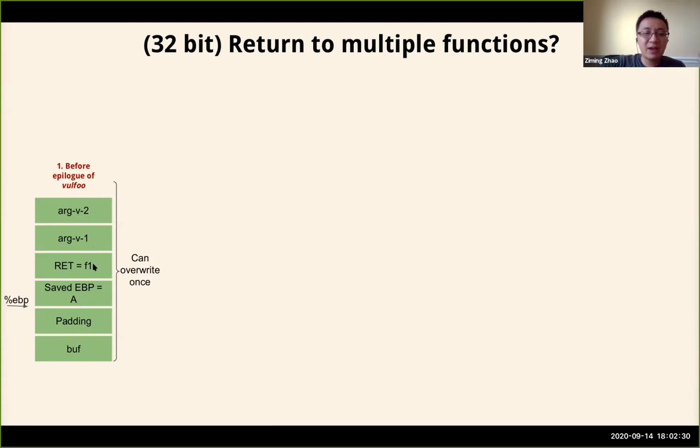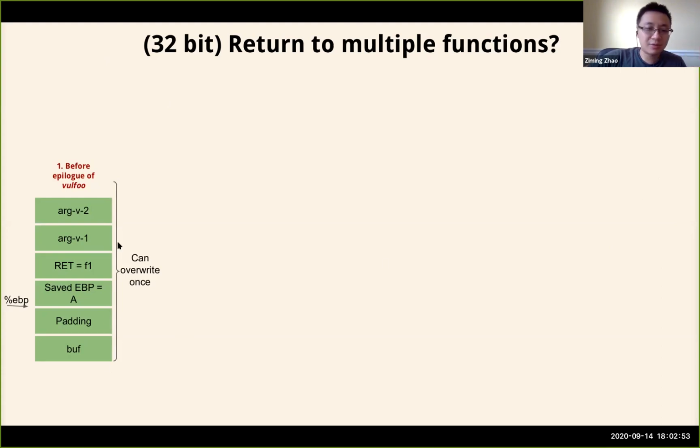If f1 takes arguments, we can put arguments here. Then remember that because the vulnerability is from strcpy or gets, we only have one chance to overwrite this whole thing. Okay, we don't get a second chance to overwrite it. Only one chance.